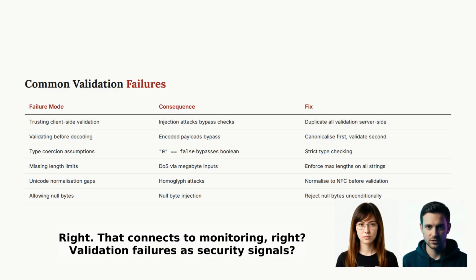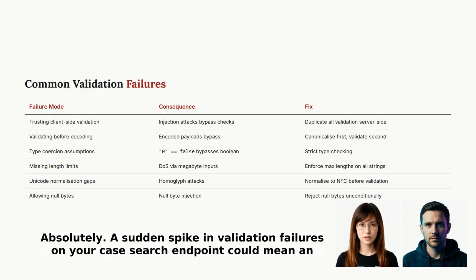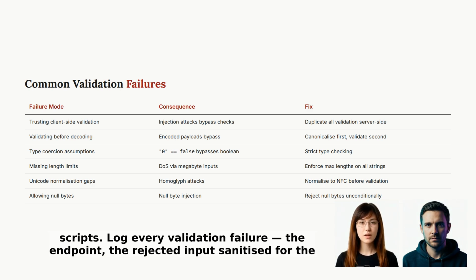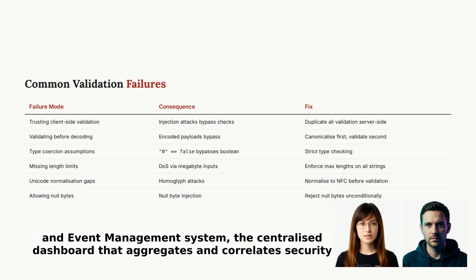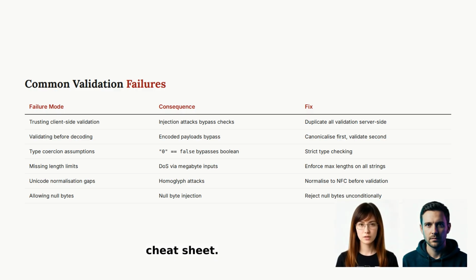Right. That connects to monitoring. Validation failures are security signals. Absolutely. A sudden spike in validation failures on your case search endpoint could mean an attacker is probing for injection vulnerabilities, or a compromised account is running automated scripts. Log every validation failure. The endpoint, the rejected input, sanitized for the log, the source IP, the authenticated user. Feed that into your SIEM, your security information and event management system, the centralized dashboard that aggregates and correlates security alerts across your entire infrastructure. OWASP recommends this explicitly in their logging cheat sheet.